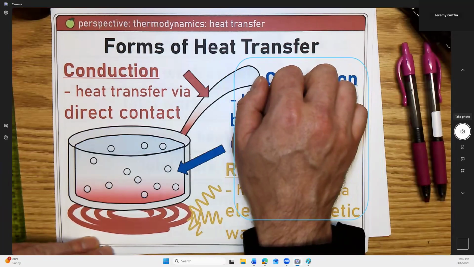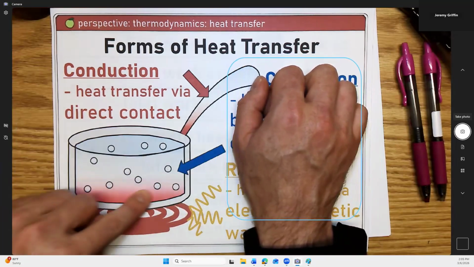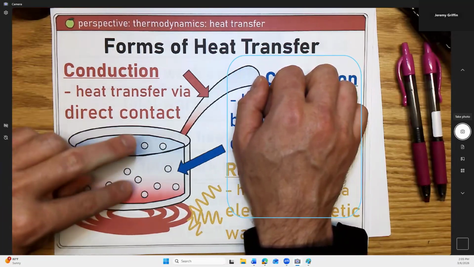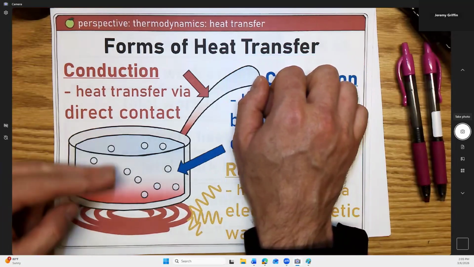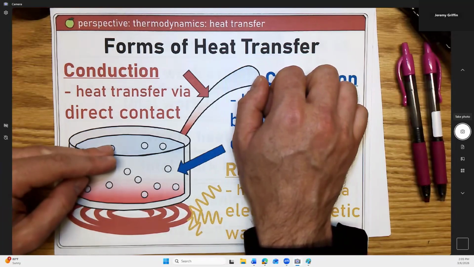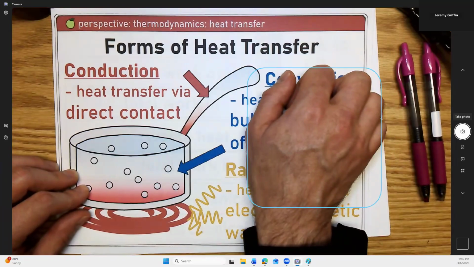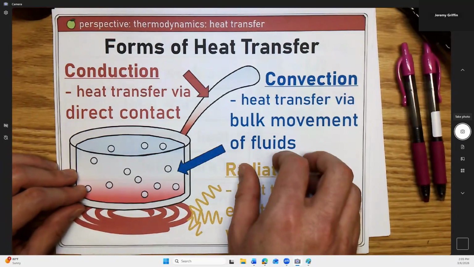Like indirect contact? Right, here, guys, I'm pointing to this fluid down here, this water. Guys, what if the bottom of the water is really hot and the top water is cold? Is the water going to start to spontaneously move and mix because there's a temperature differential? Yeah. It sure will. And what's that called? Also starts with a C. Convection. Okay. So it's bulk movement of fluids.